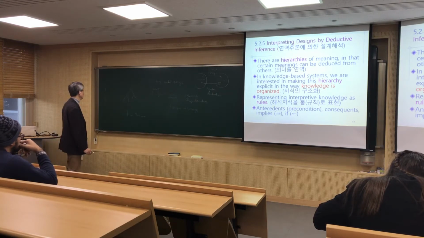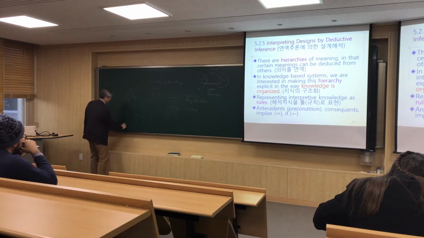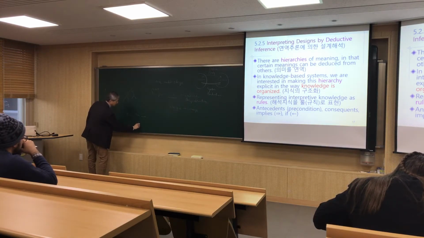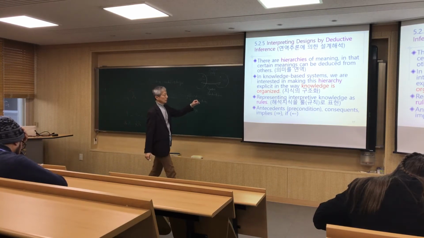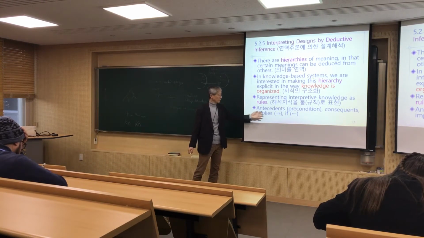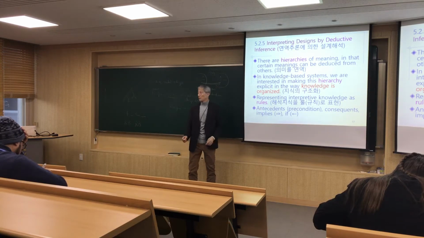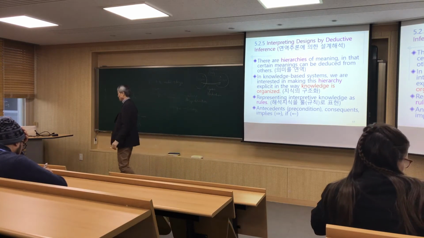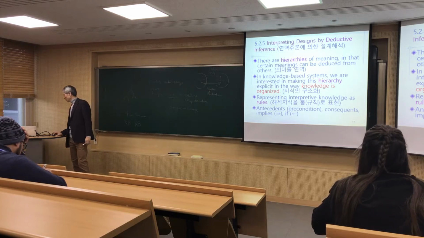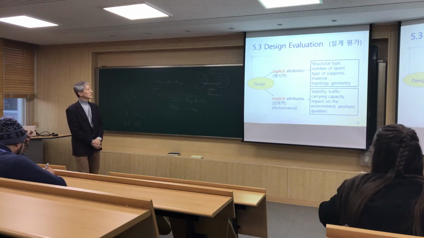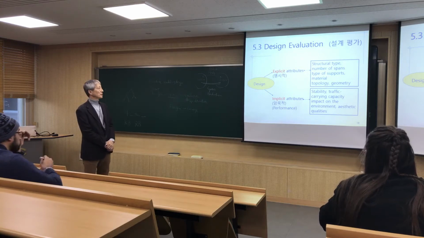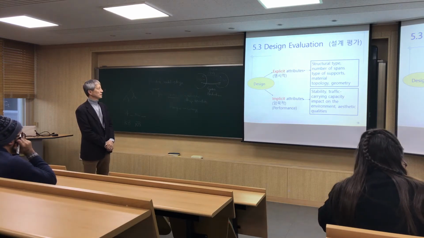So we call this a knowledge base, or sometimes many people say rule base. And a rule is usually made of if and then, precondition and consequent, implies. A symbolic representation. And section 3, the evaluation, design evaluation.